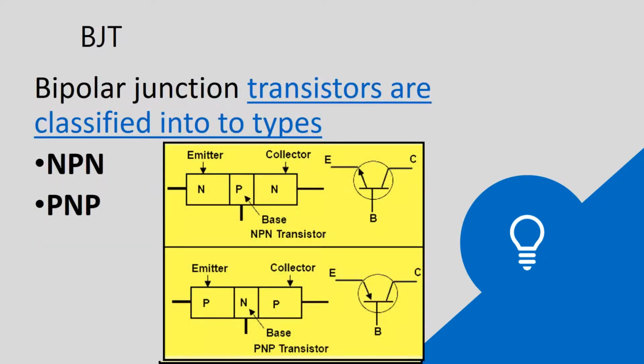So we have the BJT. A BJT is classified into 2 types, the NPN and the PNP, and this mainly comes from the structure in which the semiconductor material is constructed. Like in the NPN, with the N material, the P material, then the N material. That is how it is made. And this is the circuit symbol for the NPN. Then underneath we have the PNP, as indicated. We have the P material, N material, then the P material. Then this is the circuit symbol for the PNP transistor.